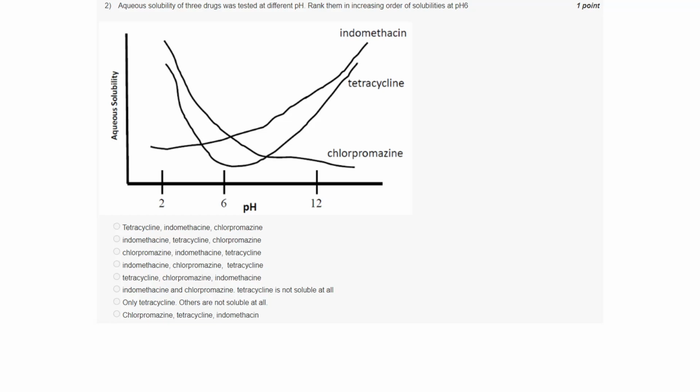Is it 5, ma'am? No. So wait, I'll tell you the answer. First, you're right in the first option, where in tetracycline you can see that there is a clear dip in this curve. So naturally tetracycline has the lowest solubility. We have to rank them in increasing order, so tetracycline will have the least solubility at pH 6, followed by, if you see this one, indomethacin, and then there will be chlorpromazine.